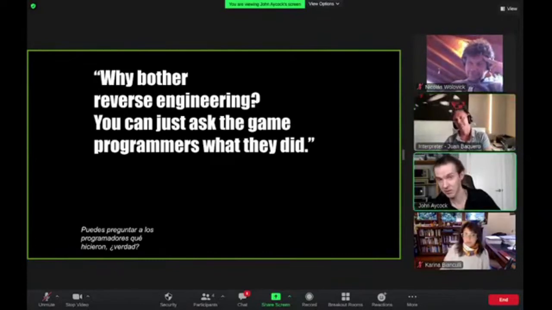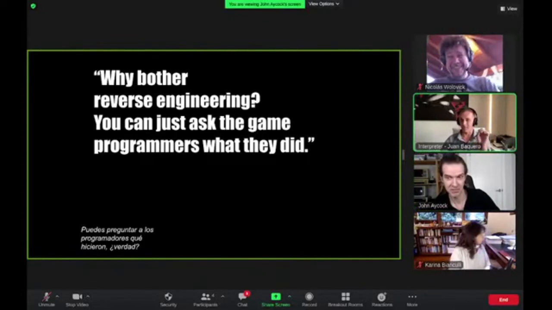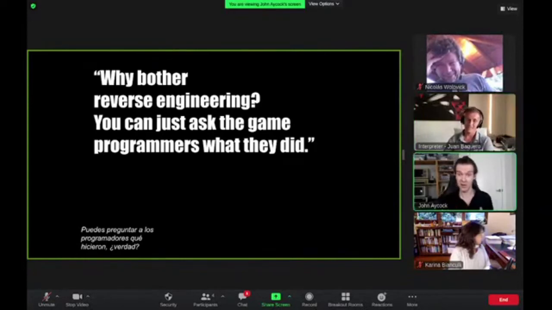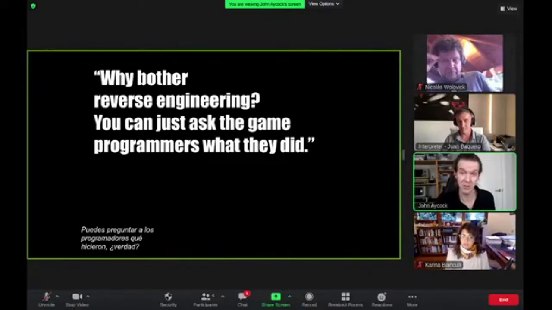If I had $1 for every paper reviewer who had said this, I would be a very rich man. In actual fact, it can be hard to track down the people involved with the game. Even when you do find people, they may not want to talk about their previous work, or they may have imperfect memory, as we all do.